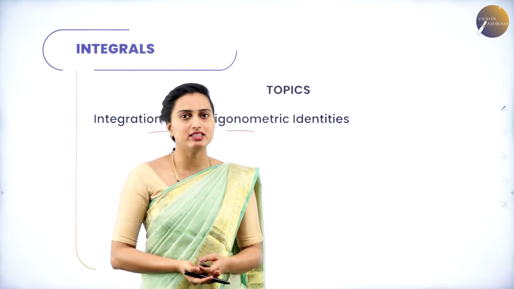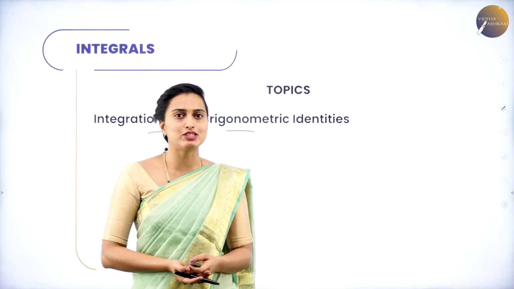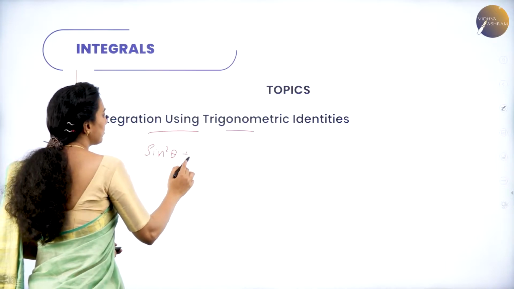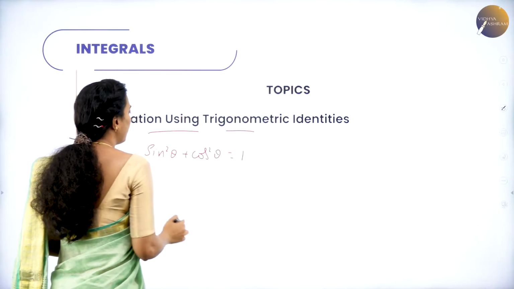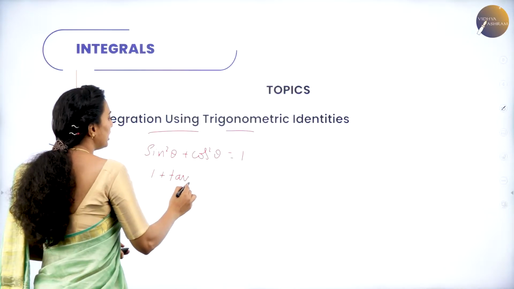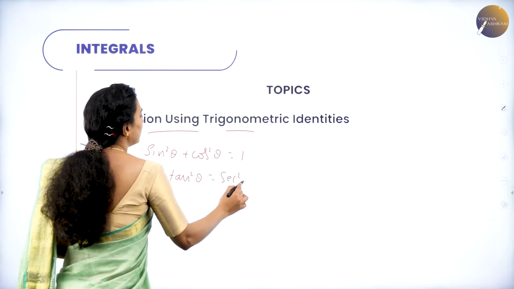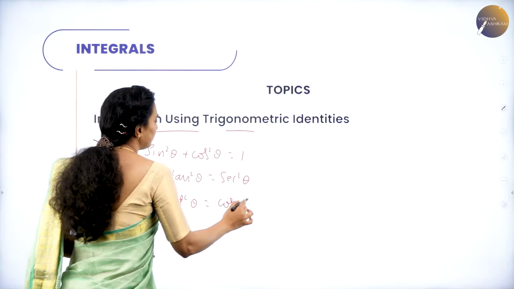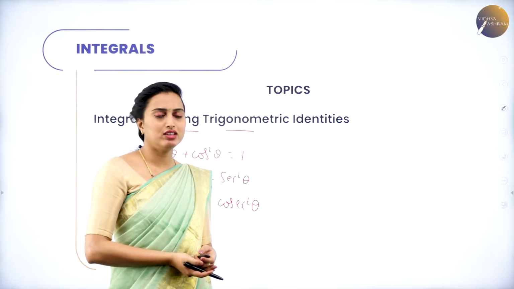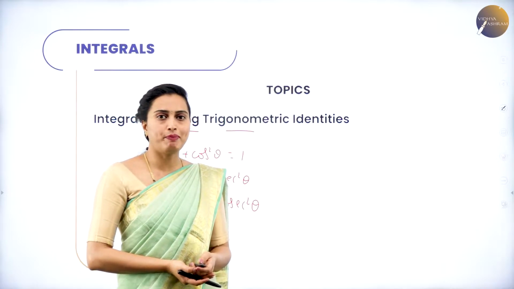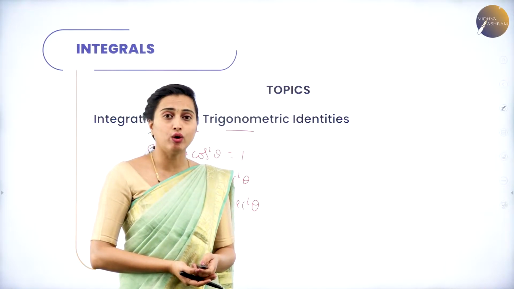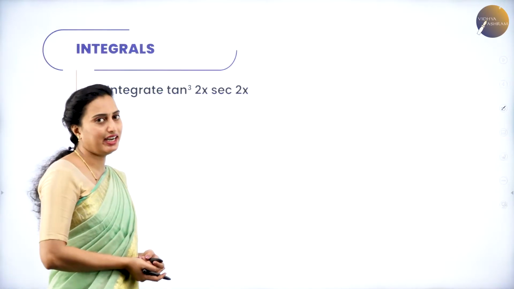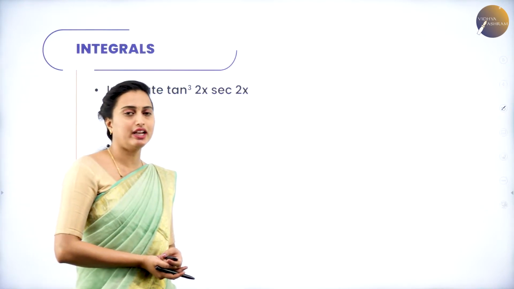Now, trigonometric identities is nothing but you know how to substitute: sine squared theta plus cos squared theta is equal to 1, isn't it? 1 plus tan squared theta is equal to secant squared theta. 1 plus cot squared theta is equal to cosecant squared theta. So, based on this, we will be moving on to solving the problems by trigonometric identities and also by the substitution method. Now, we will be moving on to the problem: integrate tan cube 2x into secant 2x.